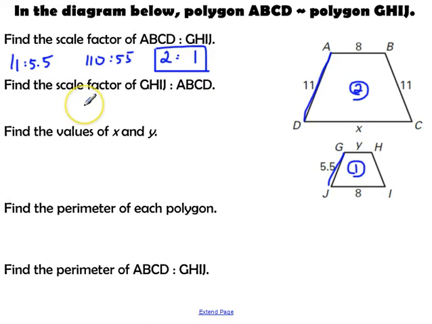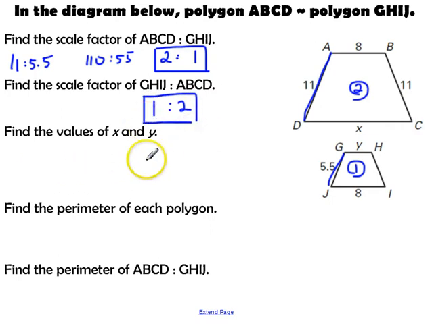In the second one, it asks us to find the scale factor of GHIJ to ABCD. So instead of doing all of the work but backwards, all we need to do is take the scale factor from number 1 and then just switch it. So every measurement of 1 unit on GHIJ corresponds to 2 units on ABCD.